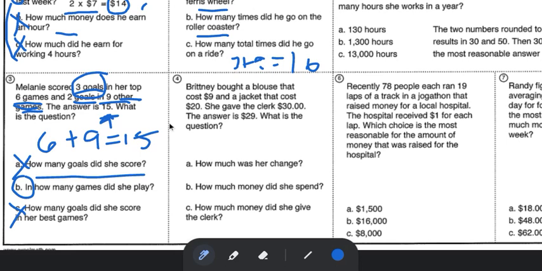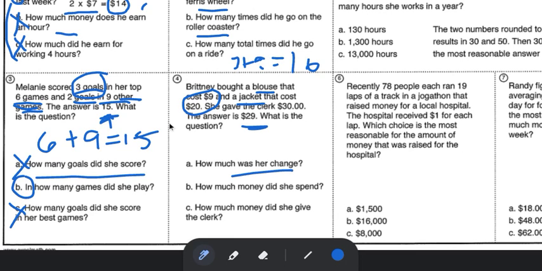Number 4, Brittany bought a blouse that cost $9 and a jacket that cost $20. She gave the clerk $30. The answer is 29. What is the question? When I see 20 and 9 put together, I get 29. So what does that 29 represent? It's the blouse and the jacket put together, right?